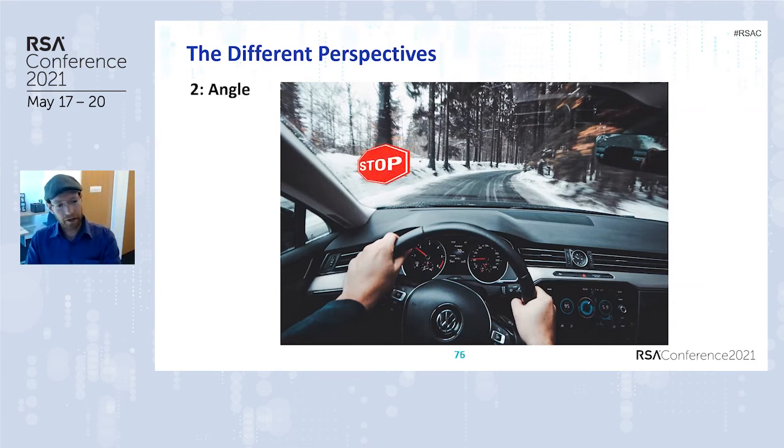Second, we can look at the angle of the sign. Cameras capture perspective, so the shape of the sign may not match. If the shape of the sign does not match, then we can consider it being fake because it is being projected on an angle facing away from the car.